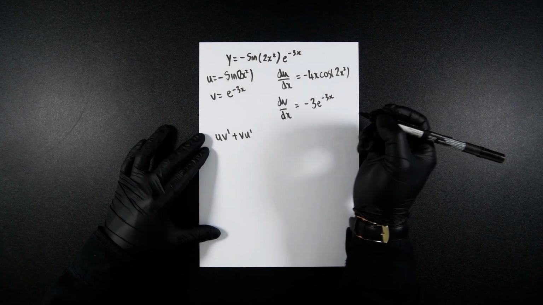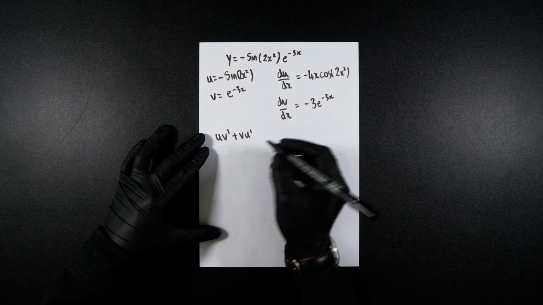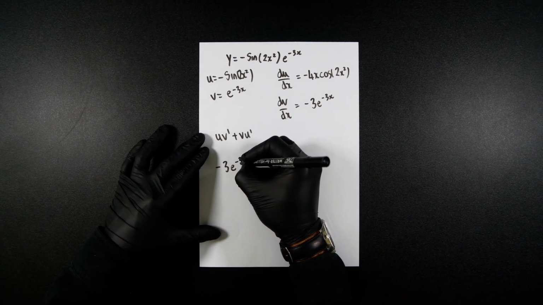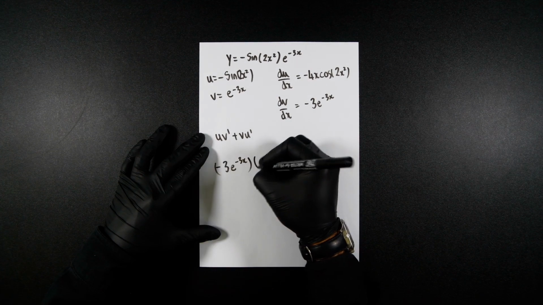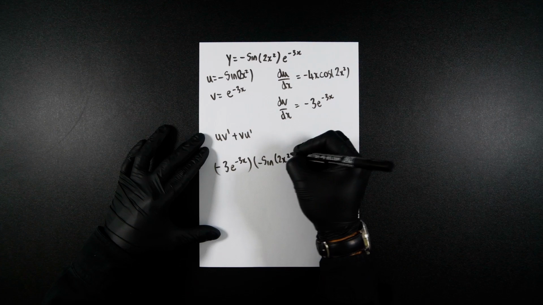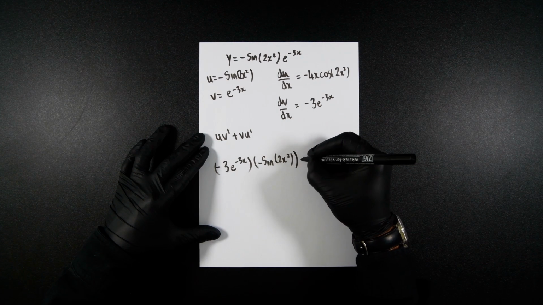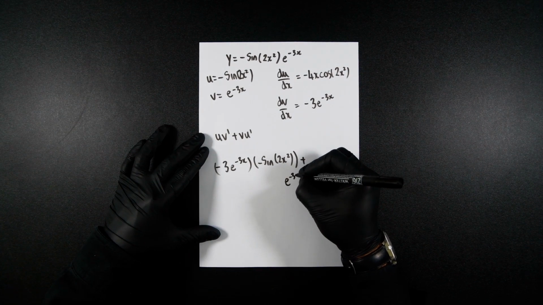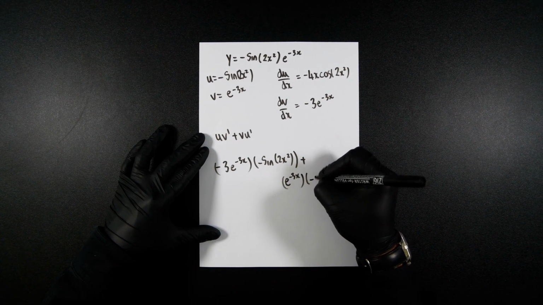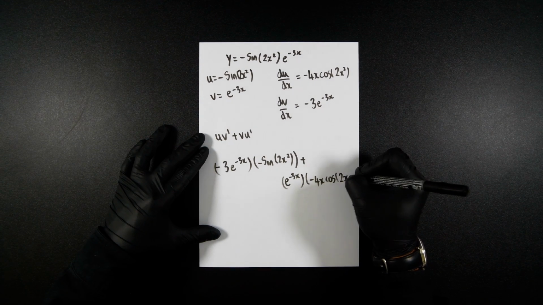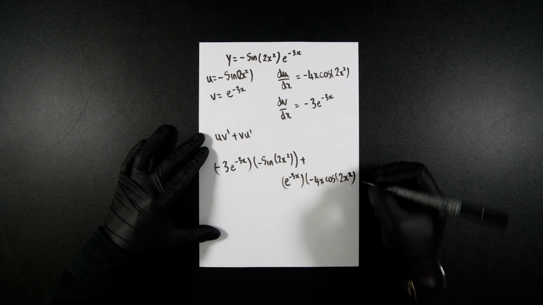So let's now substitute everything in. So you're going to now get minus 3e to the minus 3x multiplied by minus sine 2x squared, plus, what's v? v is e to the minus 3x, and minus 4x cos 2x squared.